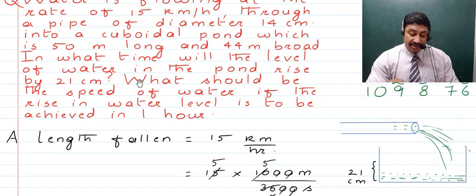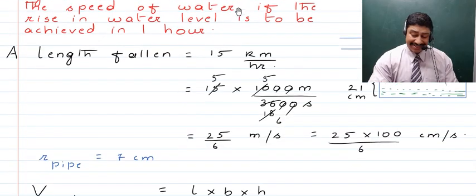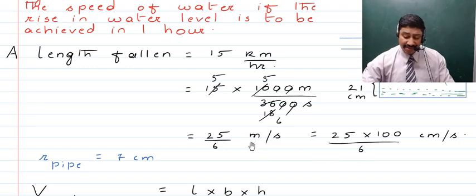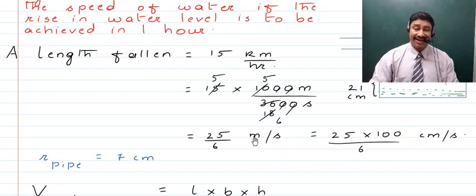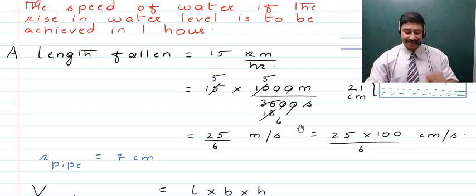Now children, here further we are told that the diameter is 14 centimeter, right? So one of the units is a smaller unit. So as such, what we will do is we will further convert this meter to centimeter, as 1 meter is equal to 100 centimeter. So as such, we will have 25 into 100 upon 6 centimeter per second to be the length of water which has fallen off from the pipe in a single second.